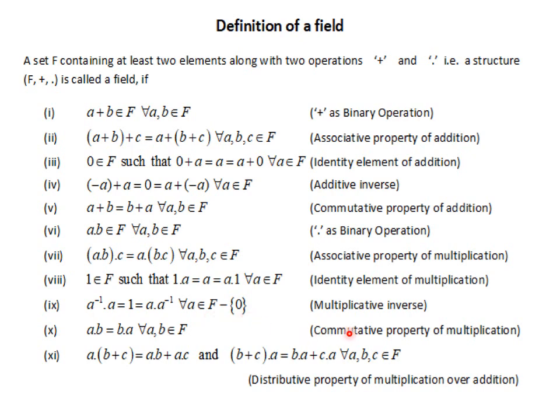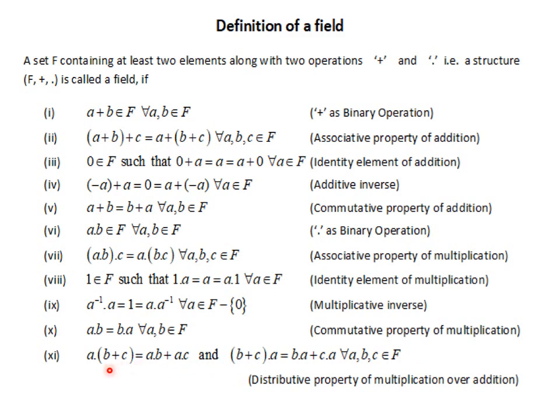Then the commutative property of multiplication: if we multiply any two elements of set F, then a into b and b into a must come equal in all the cases. And then finally the distributive property of multiplication over addition, that is, a into (b plus c) equals a into b plus a into c all the time, for all a, b, c belonging to F.